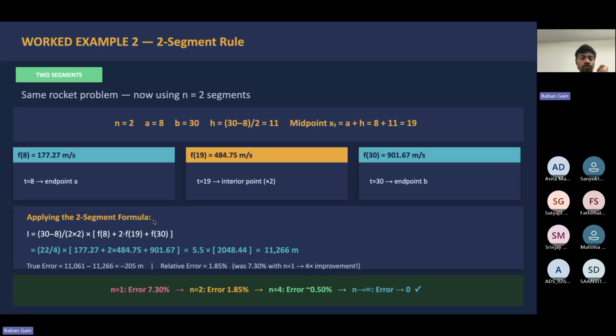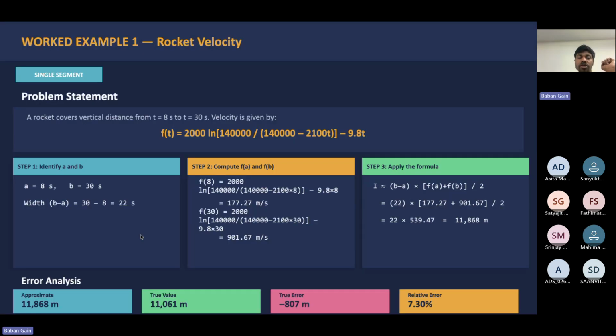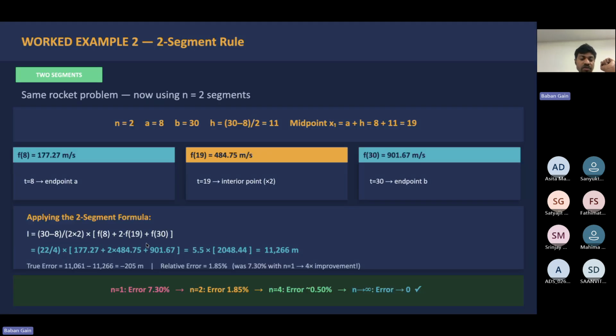Okay. So if you look at the previous example, if you take f of 19 and calculate with this equation, you will get this value, 484.75, and applying this formula, you will get 11,266 meter.